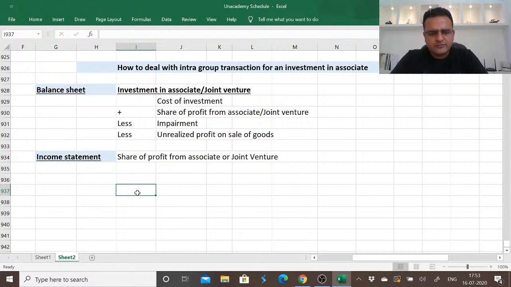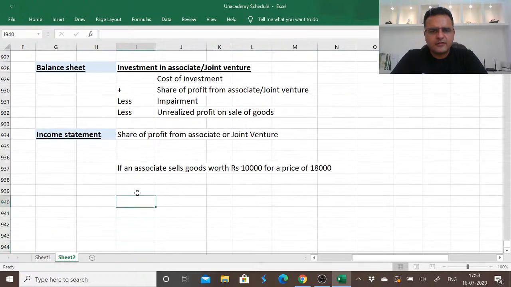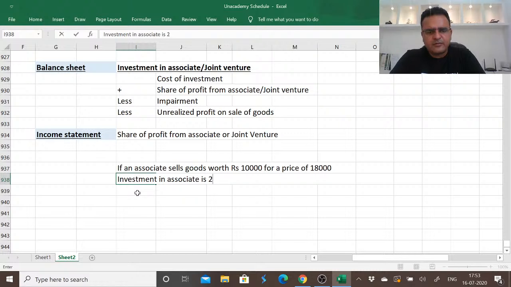So suppose an associate sells goods worth rupees 10,000 for a price of, say, 18,000, and the investment in associate is 25%.